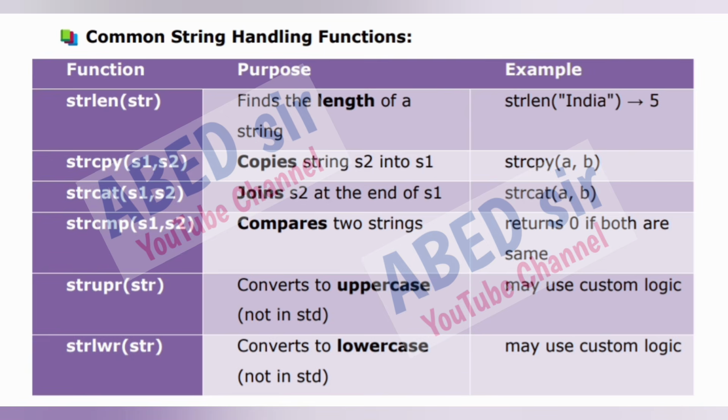Common string handling functions. Function, purpose, example. strlen(str) finds the length of a string, strlen("India") gives 5. strcpy(s1, s2) copies string s2 into s1. strcat(s1, s2) joins s2 at the end of s1. strcmp(s1, s2) compares two strings, returns 0 if both are same. strupr(str) converts to uppercase, not in standard, may use custom logic. strlwr(str) converts to lowercase, not in standard, may use custom logic.